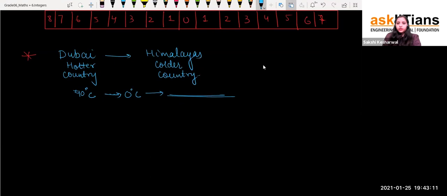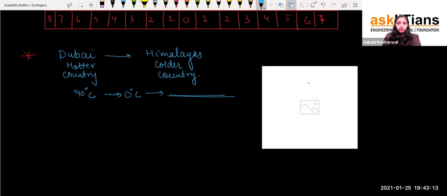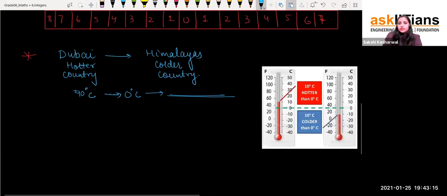So, see, this is an image which can be used. If it's hot, you go to 10 over here, which means 10 degrees hotter than 0 degrees Celsius. But if it's colder, the thermometer goes below it, or not? So it means there should be some number on the negative side of it, on the left side of the 0, right?